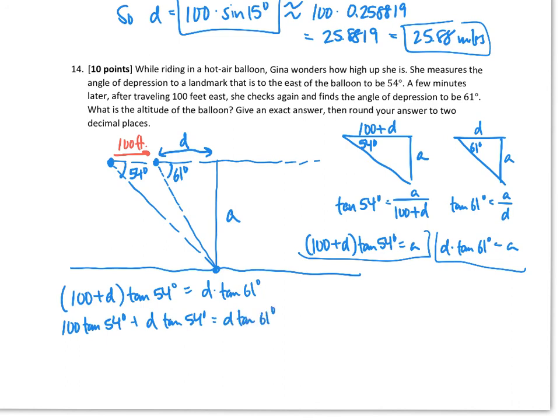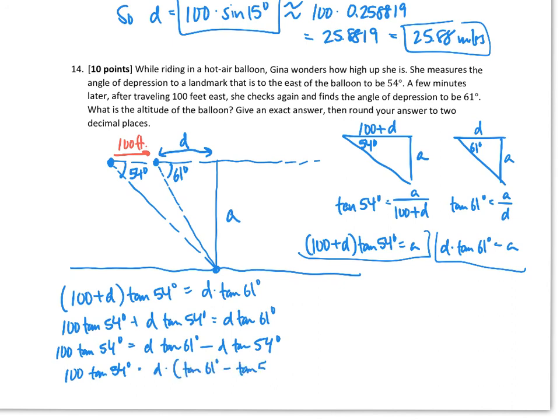Let's get the things with the D's in them on one side of our equation. So we get 100 times the tan of 54 equals D tan 61 minus D tan 54. We can factor out a D. And then divide both sides by the tan of 61 minus the tan of 54. So we get that D equals 100 tan 54 divided by the tan of 61 minus the tan of 54.